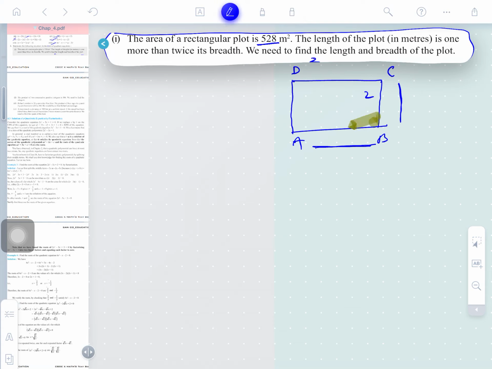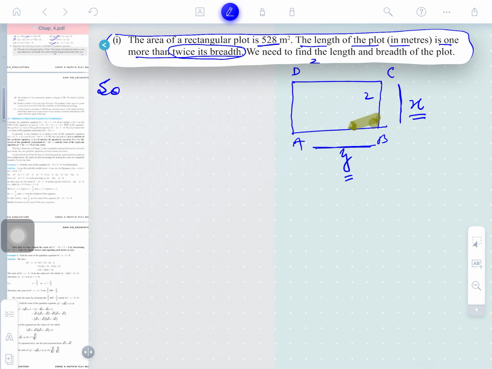The length of the plot is one more than twice its breadth. So, twice its breadth; two quantities are known here. You can suppose the length is x and the width is y. The width can be supposed as y. So this is x and this is y. Clear? So what can we write here, please tell me.